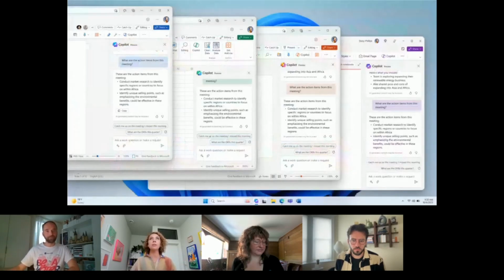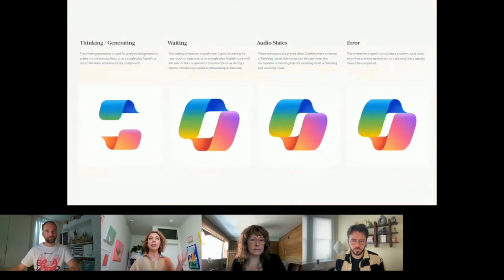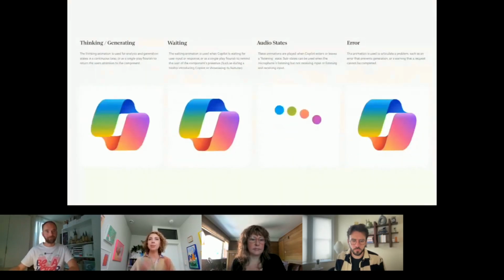However, we all knew that this is all going to be one thing at the end of the day. So why not have one icon, one color palette to represent all apps, to have one consistent, trusted experience across Microsoft? So we went in that direction, and we explored different animation states the icon would go across on its journey, like a thinking state, a waiting state, an audio state, and sometimes Copilot gets things wrong, so an error state.